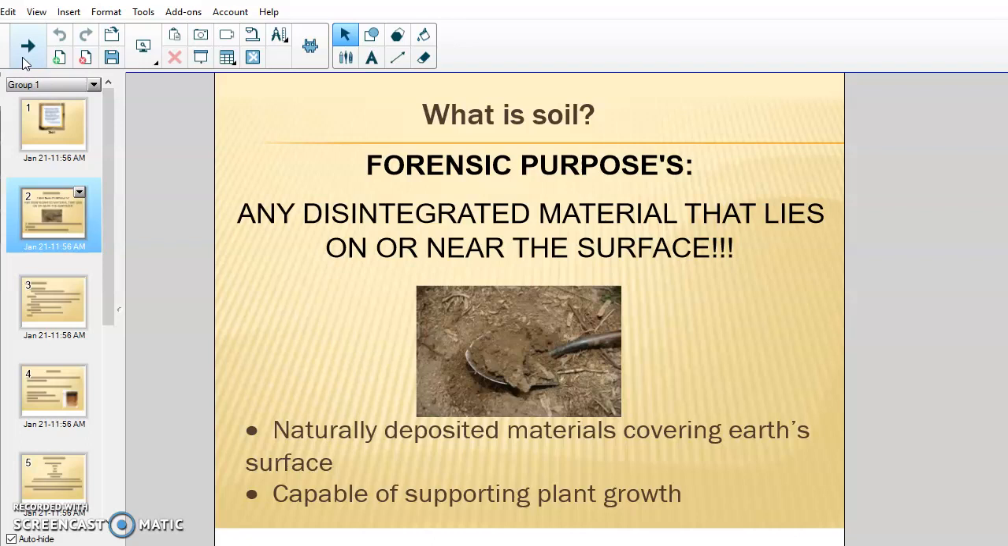Okay, so naturally deposited materials covering the Earth's surface and anything capable of supporting plant growth also fall kind of into our realm of what we're talking about for soil. Okay, a lot of times for forensics, we're dealing with kind of two parts: the very top and what's on it, and what we can find useful for us, and then if there's a body or a weapon or something buried below the surface, at what level are we at?